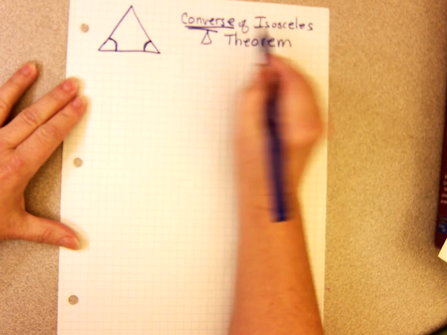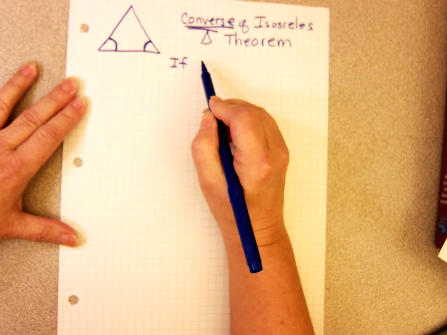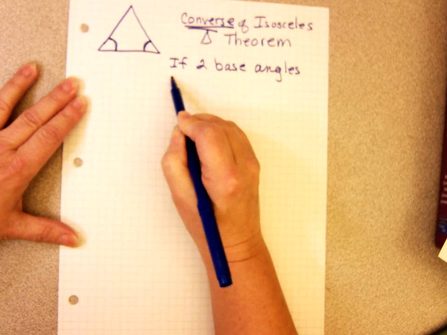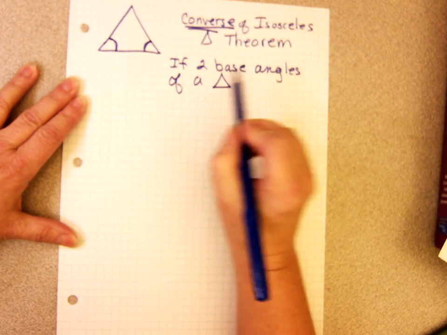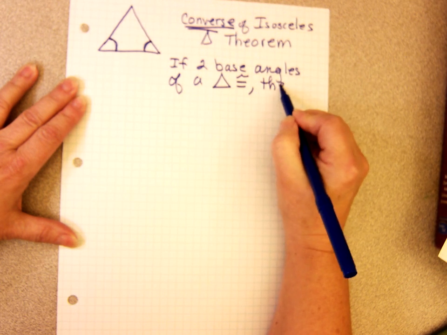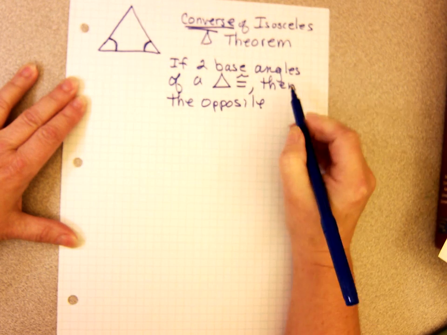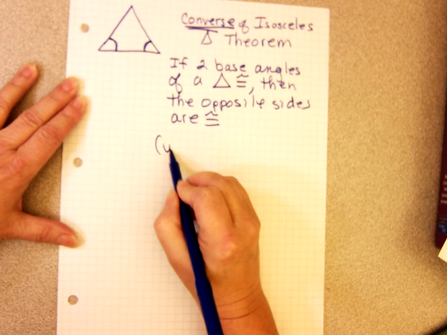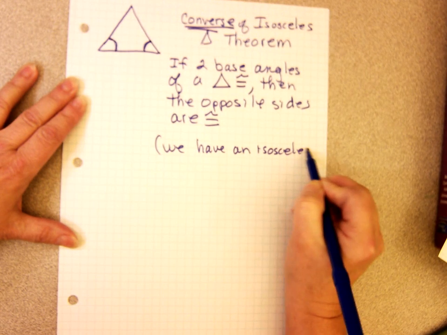But based on the converse of this isosceles triangle theorem, I can make the statement that if two base angles of a triangle, notice I didn't say isosceles triangle because I don't know yet, if two base angles of a triangle are congruent, then the opposite sides are congruent, and we have an isosceles triangle.